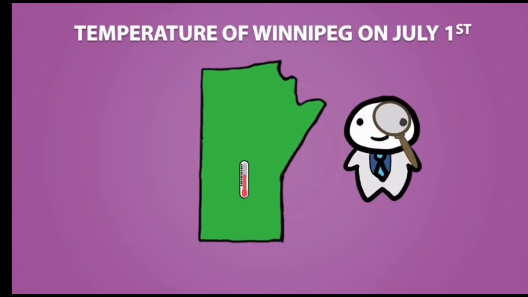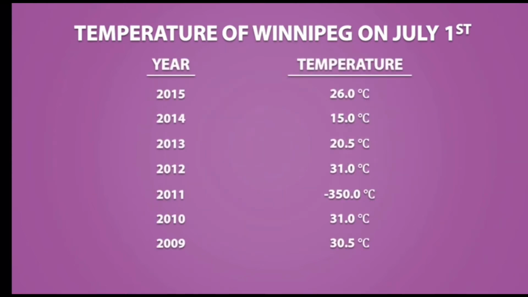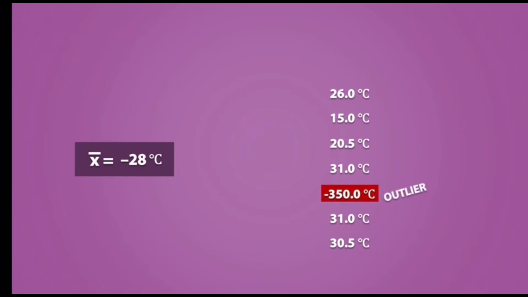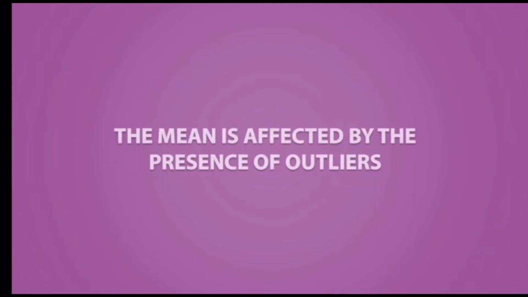Suppose a researcher decided to record the temperature of Winnipeg on July 1st for 7 years straight and got these results. We can clearly see that negative 350 degrees Celsius is an outlier because it is not a typical observation, especially during the summer. If we use this data to calculate the mean, we get negative 28 degrees Celsius. Obviously, we know that the typical temperature around this time is very warm and around positive 20 to 30, not negative 28. We got this result because of the outlier. The outlier was involved in our calculations, which gave us a skewed result. Therefore, we say that the mean is affected by the presence of outliers.